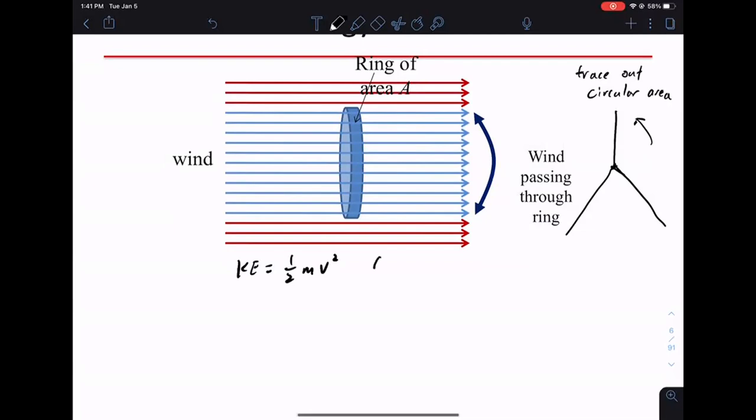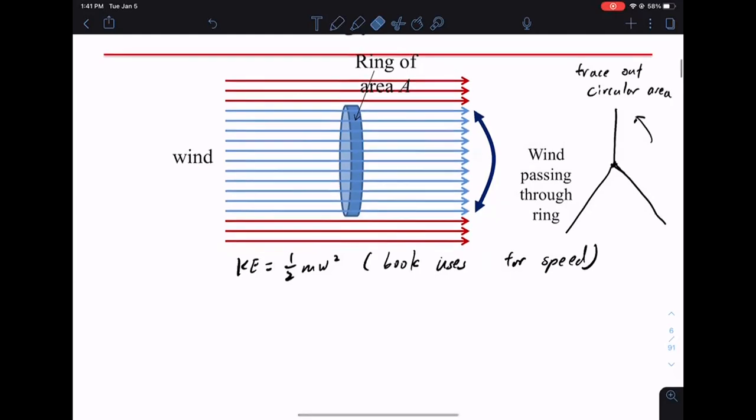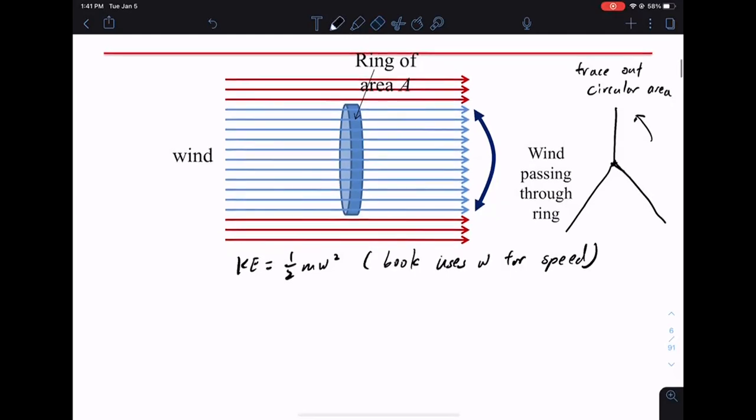So the reference book, the wind energy book, uses W for speed, so we'll also use W here. Normally you see V, but for notation reasons, W is often used in the book as well as in the literature. So we'll use W as a stand-in for wind speed. So we have this much kinetic energy. How do we translate this?